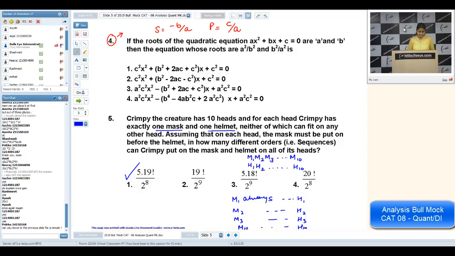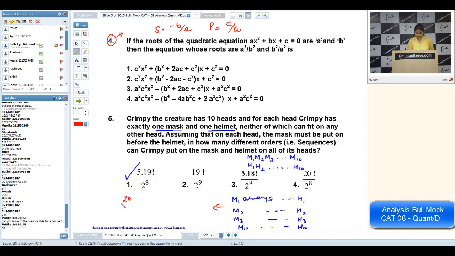Yes, yes. Pritika, you just wait. Let me explain it once. See, you have 20 things available. First of all, I am completing the very first condition. M1 always comes before H1. So I am selecting any 2 places out of these 20 available. At the extreme left place, I'll put M1. At the right place, I'll put H1. Now I am okay with my first condition.